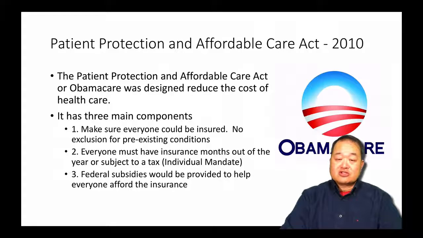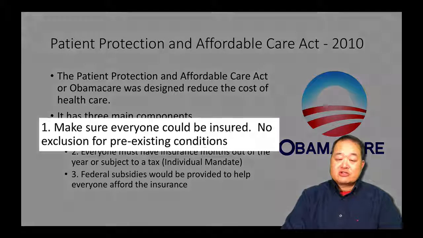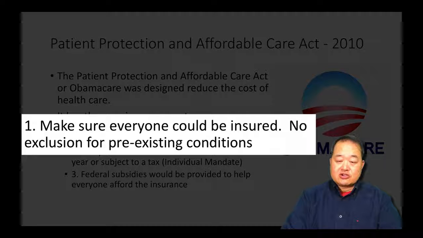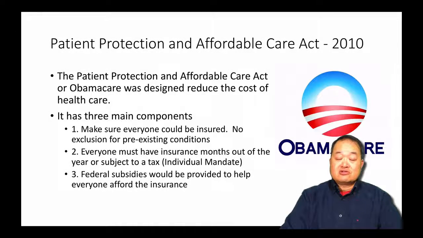So to understand the components of the Affordable Care Act, it really had three main components. One was to make sure that everyone could be insured. No one would be excluded for pre-existing conditions. That was important, because prior to that, people who had life-threatening injuries or illnesses, a lot of times insurance companies would not provide them with insurance because it would cost too much money.